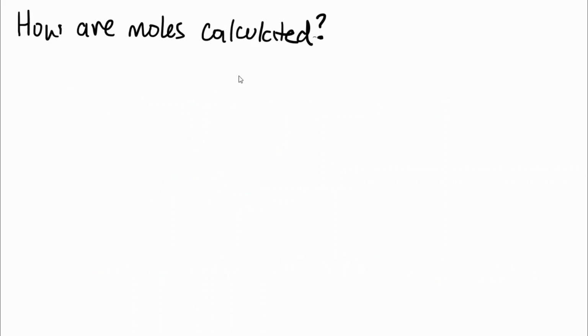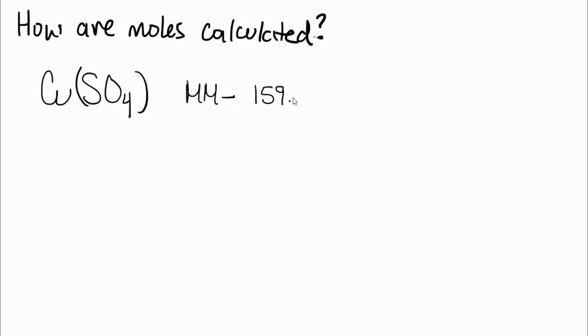So now we'll talk about how moles are actually calculated. Let's just take a simple example of copper sulfate, CuSO4, right? Copper sulfate has a molar mass of 159.6, I believe, grams per mole, right?